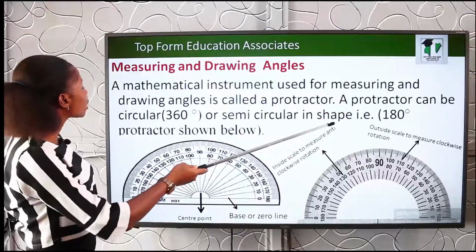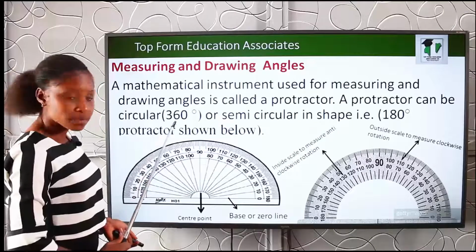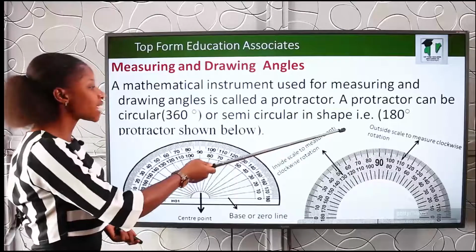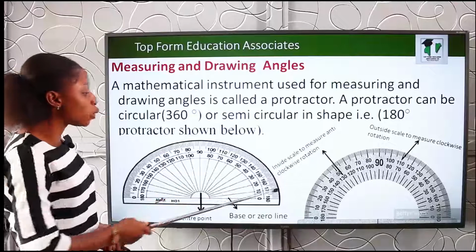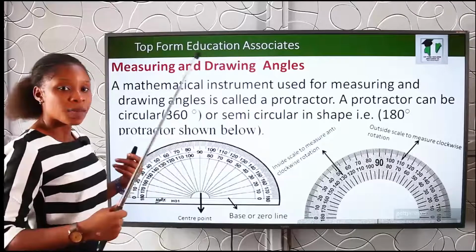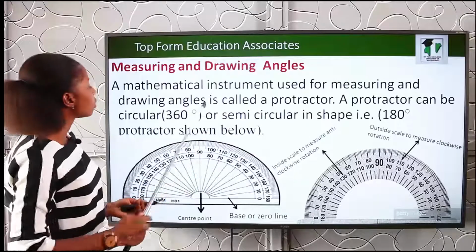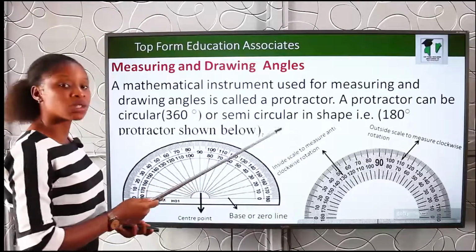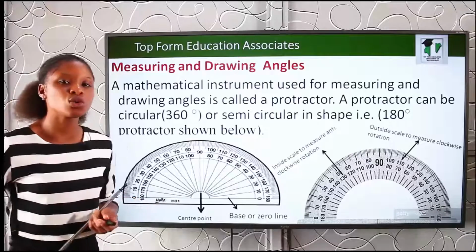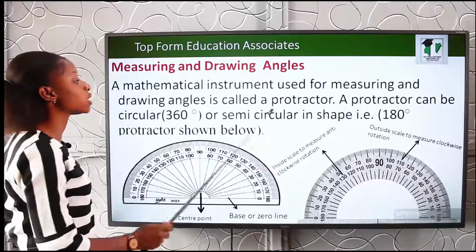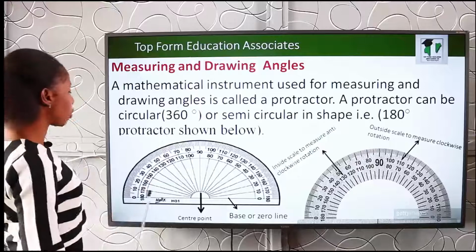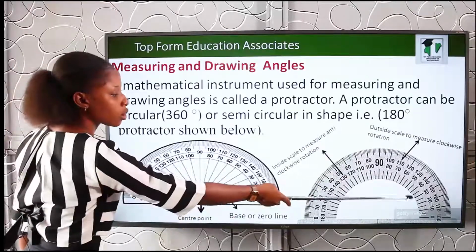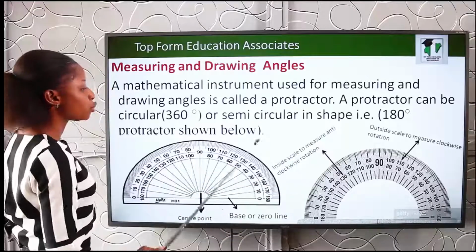Okay, now a protractor can be circular, which is 360 degrees, or semicircular in shape, that is 180 degrees as shown below. A protractor can be full 360 degrees or semicircular in shape, that is 180 degrees. The one we're going to be making use of in the course of this study is a semicircular protractor. See, this is an example of a protractor. This is also an example of a protractor. All right, these are protractors.